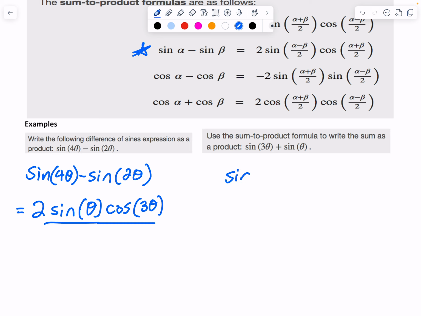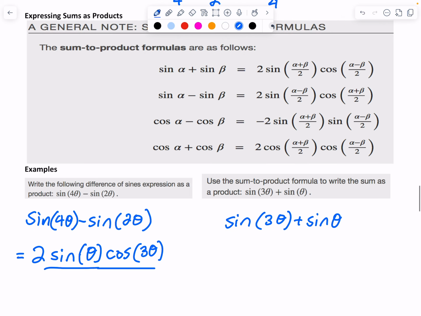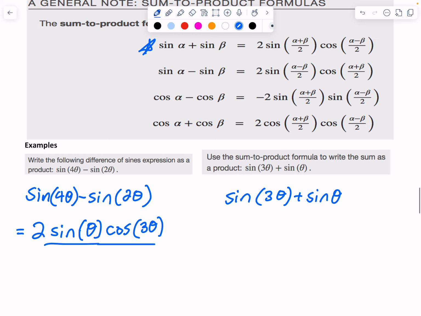All right, this one, sine of 3 theta plus sine of theta. That one is going to be the top one. So this is equal to 2 sine. Okay, it says to add them and divide by 2, so that's going to be 2 theta. And then cosine, subtract them and divide by 2, that is just going to be theta. So they're pretty easy to use as long as you know the formula.